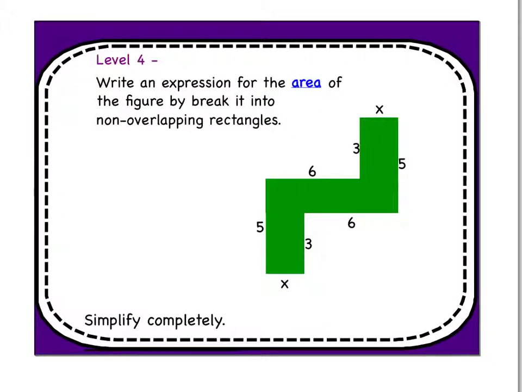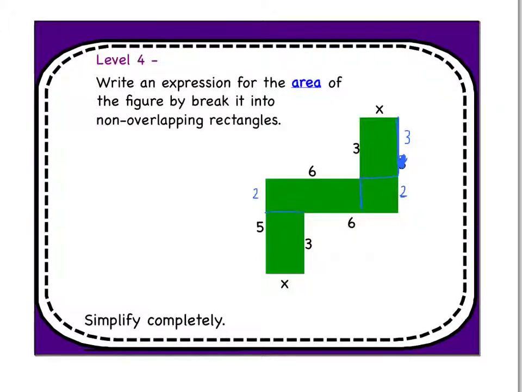Write an expression for the area of the figure by breaking it into non-overlapping rectangles. So what I'm going to do is I'm going to put a line right here, because I know that if this section right here is 3 and the whole section is 5, then this has to be a 2. So I'm going to cross this off because I don't need it anymore. And I know this would be a 2.